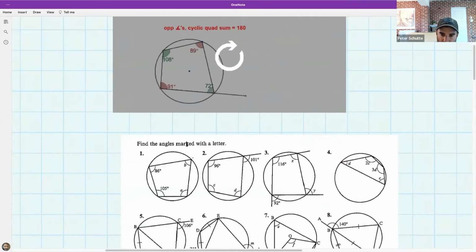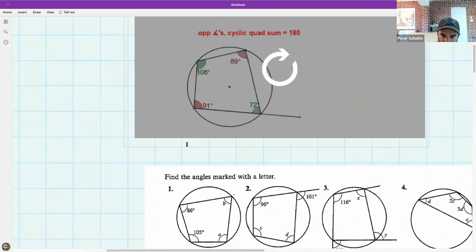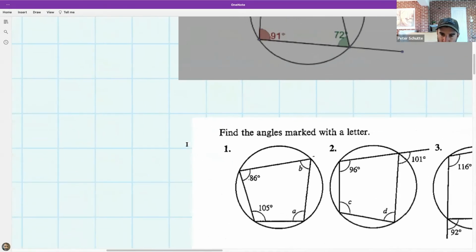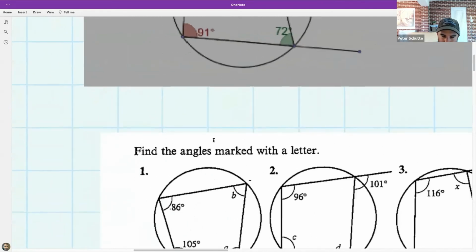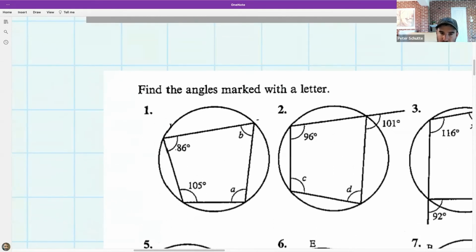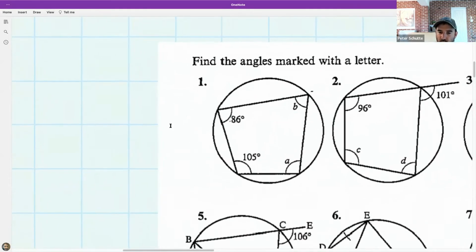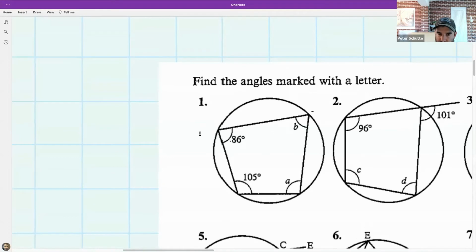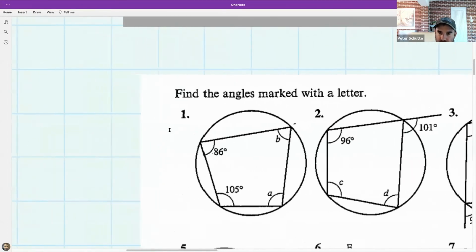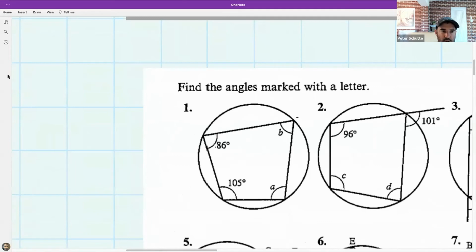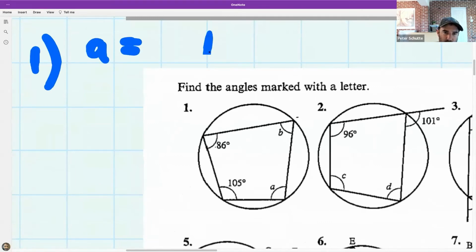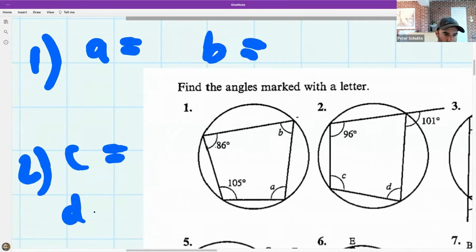So let us do question 1 and 2 together. Make them very big. Can you guys do for me question 1 and 2? Try and get them even bigger. I don't think I can make them much bigger. Okay. Can you please try and do 1 and 2 for me? Question 1, and then give me A equals, B equals, and then question 2, C equals, D equals, and put that in the chat.